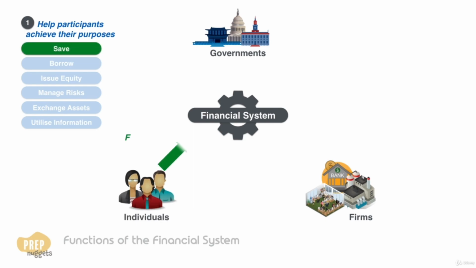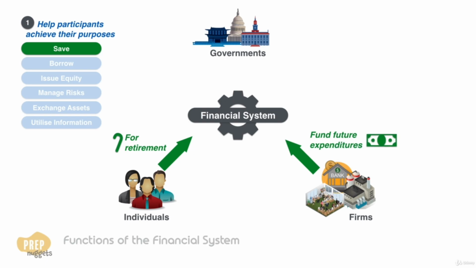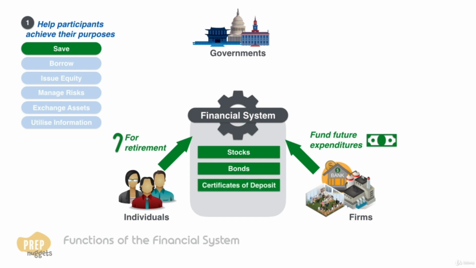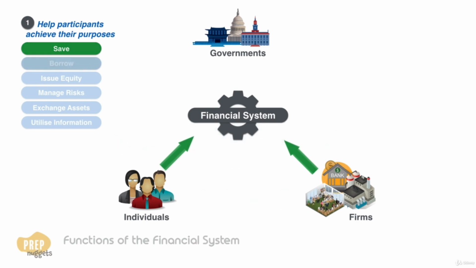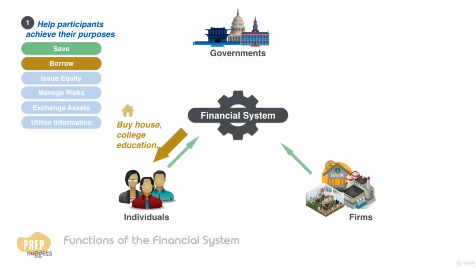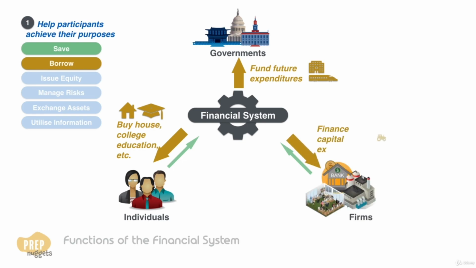Individuals typically save for retirement and expect a return that compensates them for risk and the use of their money. Firms save a portion of their sales to fund future expenditures. Instruments used for saving include stocks, bonds, certificates of deposit, or real assets, such as real estate. Another very common purpose is to borrow. Individuals often borrow in order to buy a house, fund a college education, or for other purposes. Governments may borrow by issuing debt to fund their expenditures. Firms may borrow in order to finance capital expenditures and for other activities.